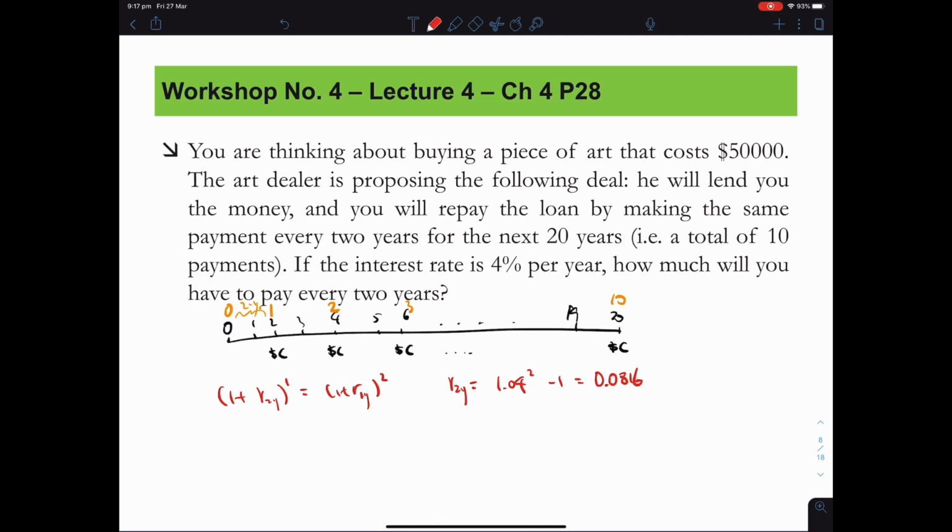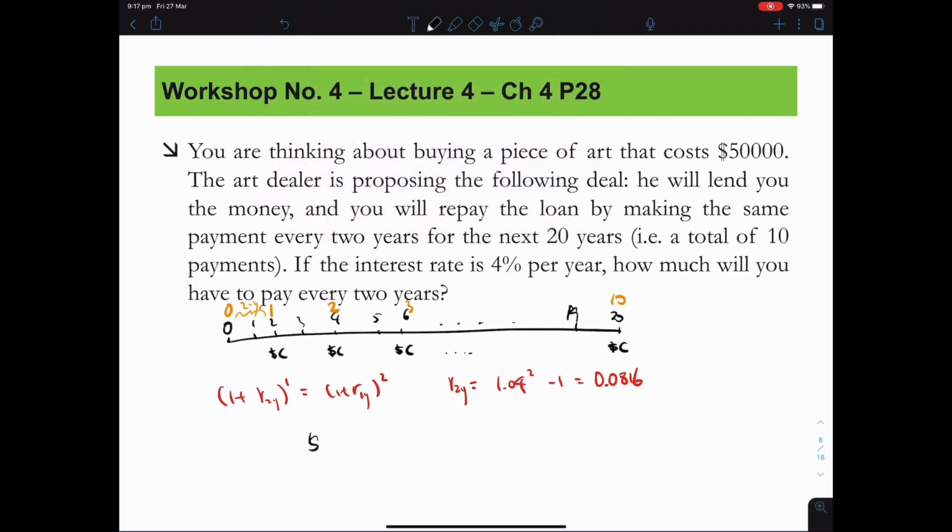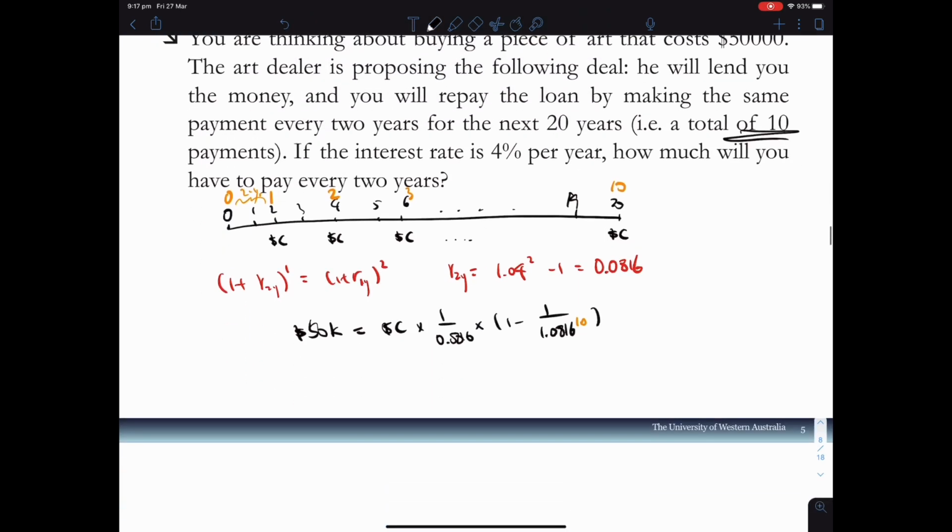And what's next? Well, your loan payment is 50,000, which means that 50,000 is your present value, right? Someone is going to lend you that amount. So 50,000 is going to equal your repayment C times 1 over 0.0816 times 1 minus 1 over 1.0816 to the power of, and how many payments do we have here? That is 10 payments, right? Very important. That's a total of 10 payments. And then you're just going to solve for C.